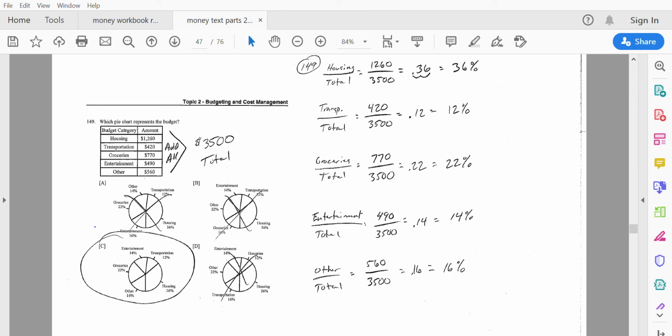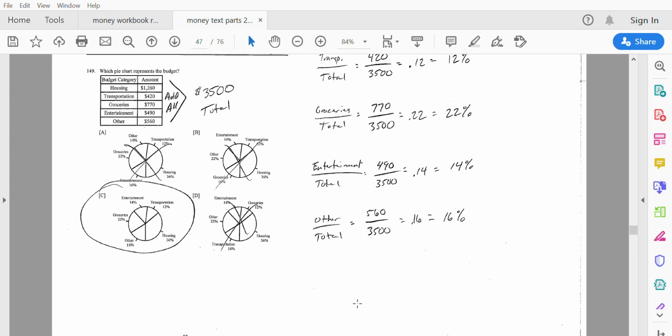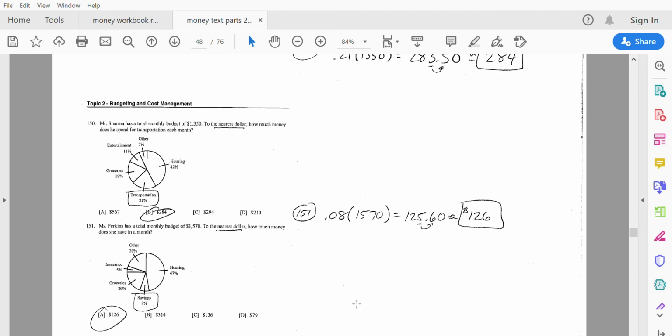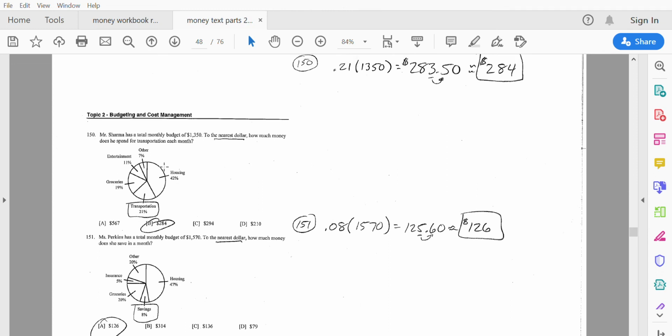Okay. All right, one more page, I believe. Turn the page again. We get our last two on this page. Let's see if I can fit it all in here. And again, we've done ones like these. These ones will go quick. Okay, number 150. We have a total monthly budget, 1,350. To the nearest dollar, how much do they spend on transportation each month?